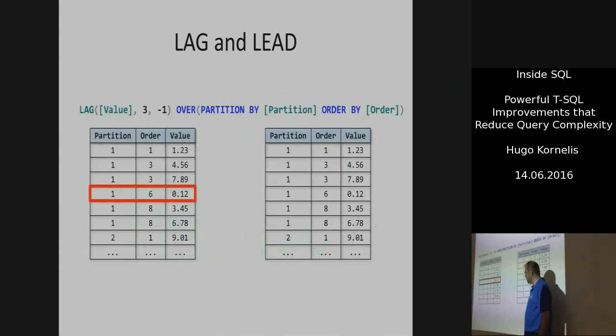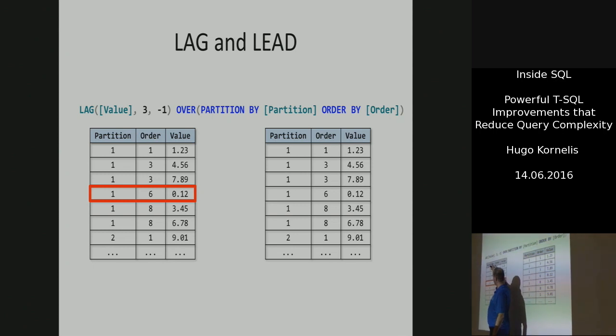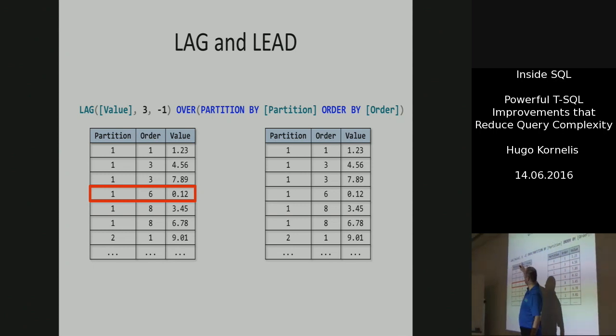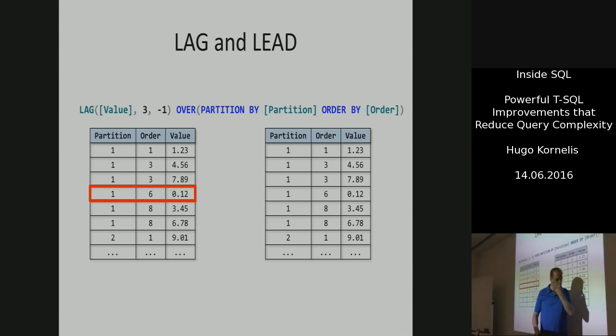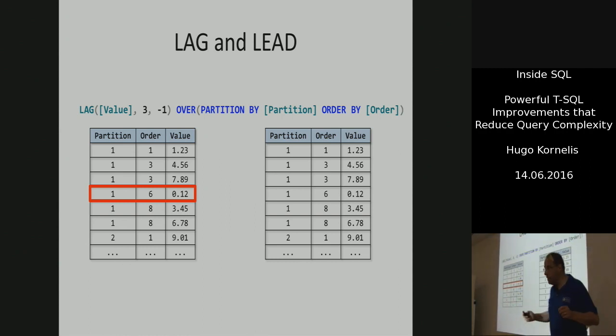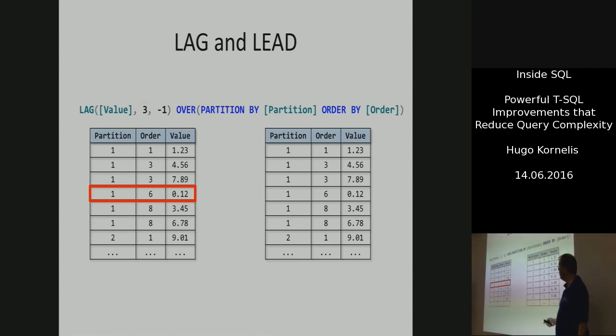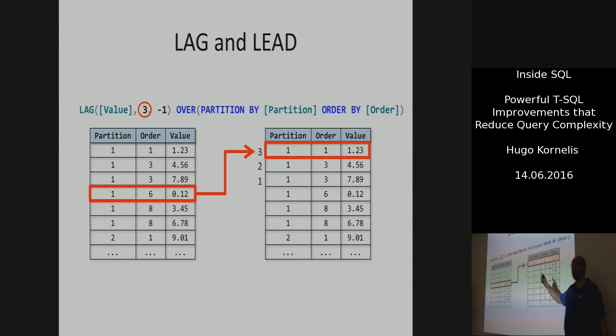So let's say I use lag value 3 minus 1. 3 is the offset, minus 1 is the default. What does this mean? A lag means look back. 3 means look back not 1 but 3 rows. So now we're not looking at the previous row but 3 rows back.